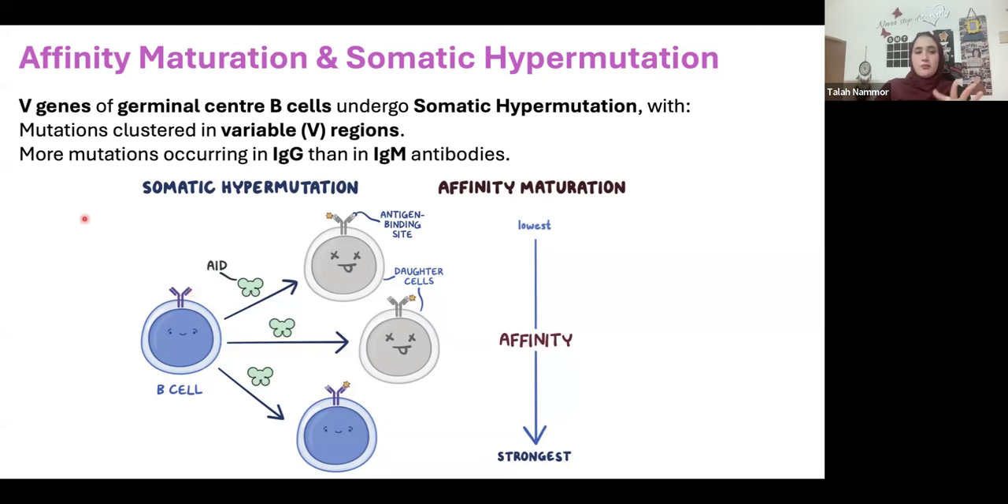So in here, you can see that more mutations occur in IgG than in IgM, because if you think of it, IgG is more specific, has higher affinity to what we need than IgM antibodies. So because of that, obviously it's going to go through more hardships in life, or mutations. Okay? Of course, all of this has to do with AID. Okay?